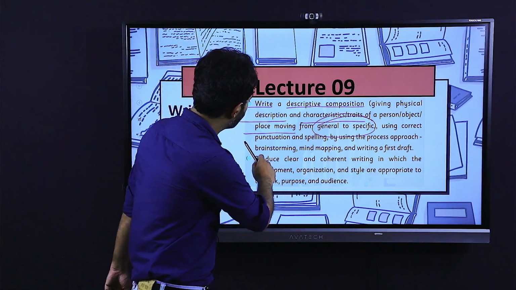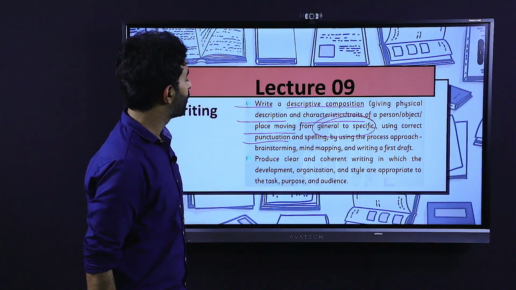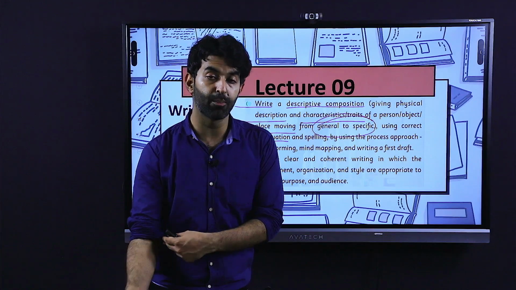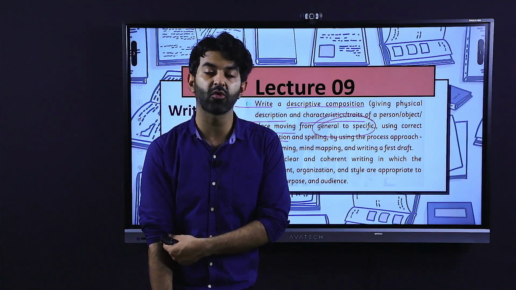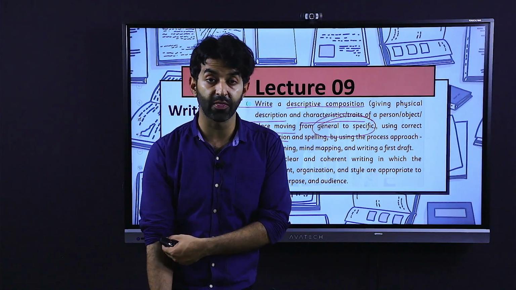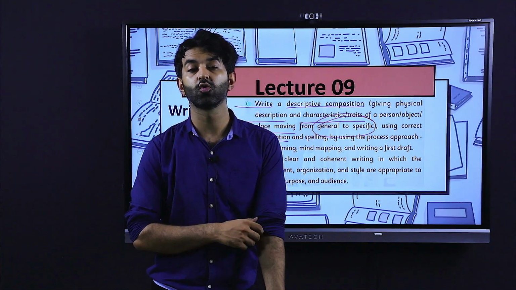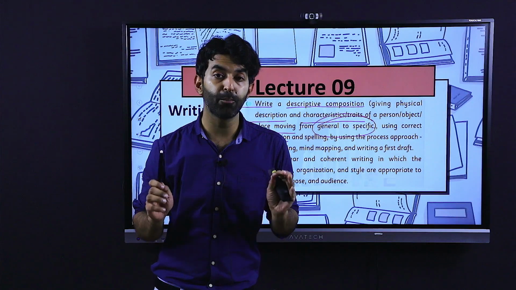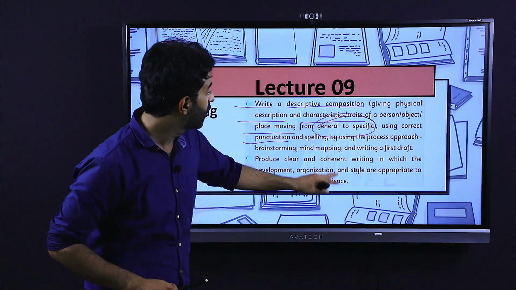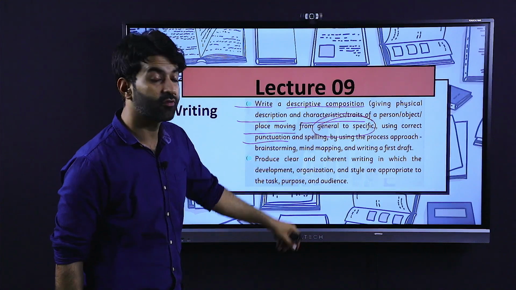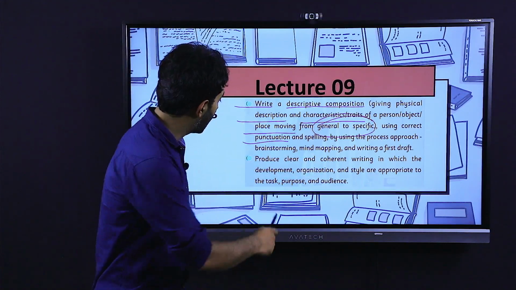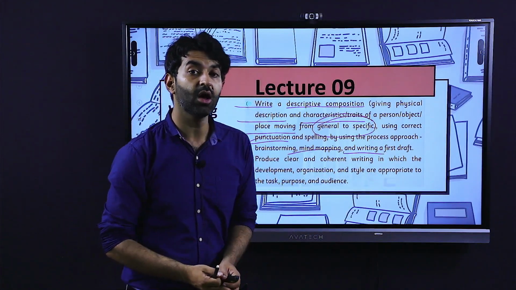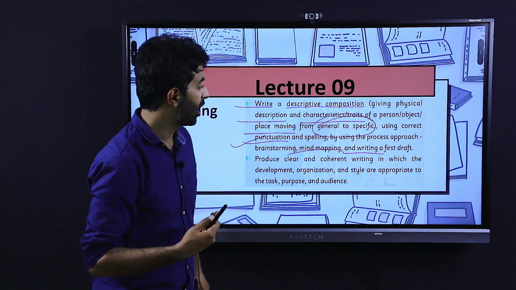We will be using correct punctuation and spelling by using the process approach. We are already familiar with the process approach. It's a 3-stage approach with pre-writing or planning for writing, then we go for drafting, and then at the end we move forward to the post-writing techniques and strategies. For the first part, pre-writing and planning, we will be talking about approaches and strategies like brainstorming, mind mapping, and how we write a first draft of our writing.